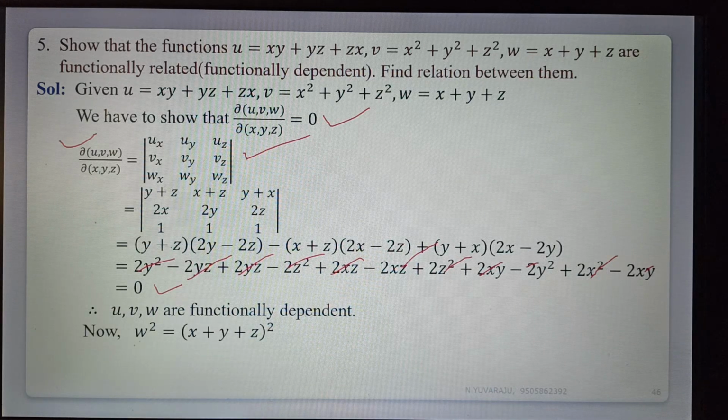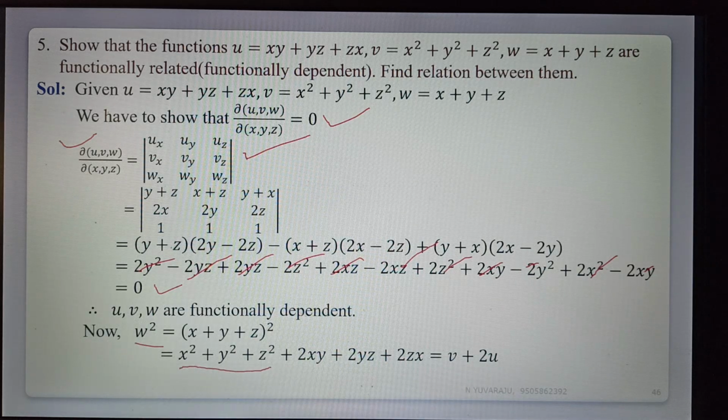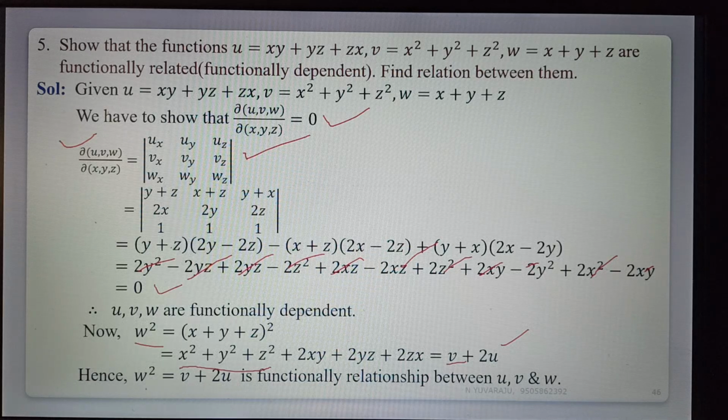Now w is equal to x plus y plus z, whole square. That is equal to x square plus y square plus z square plus 2xy plus 2yz plus 2zx. But x square plus y square plus z square is equal to v. Taking 2 common, xy plus yz plus zx is equal to u. Therefore the new relation between u, v, w is w square is equal to v plus 2u. This is the functional relationship between u, v and w. This is also a very important question.